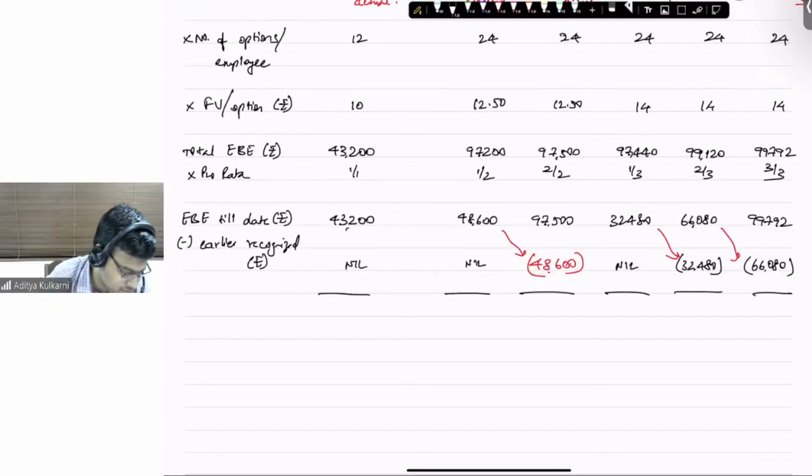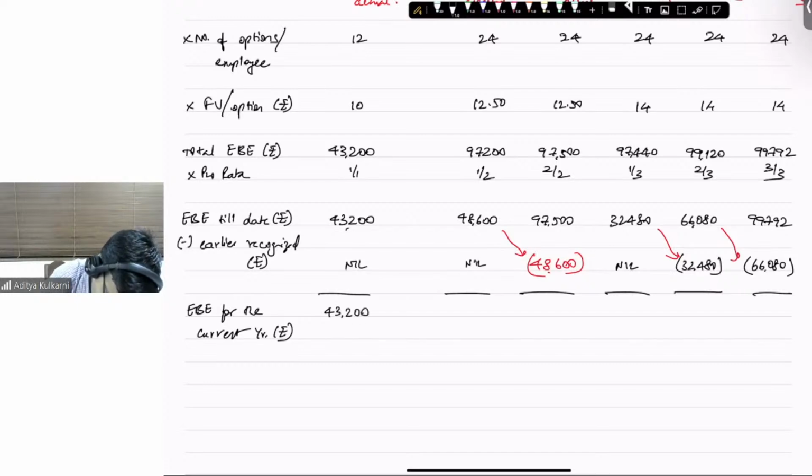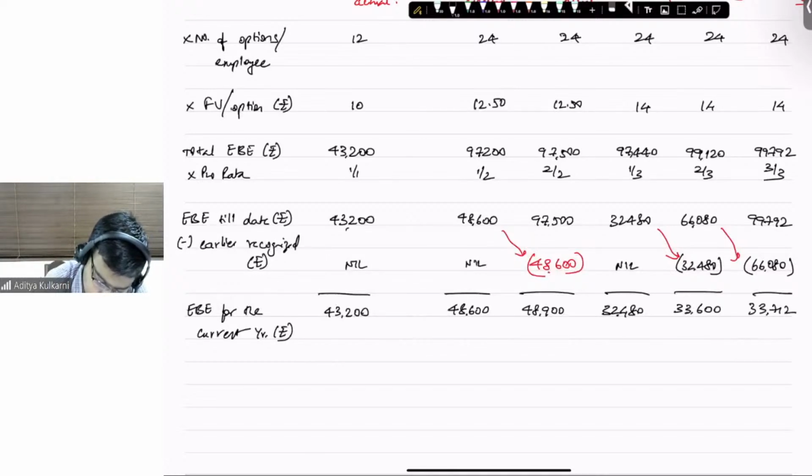So this gives me EBE for the current year: 43,200, 48,600, 48,900, 32,480, this is 33,600, and the last one is 33,712.